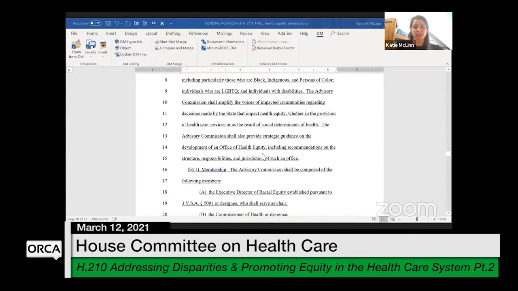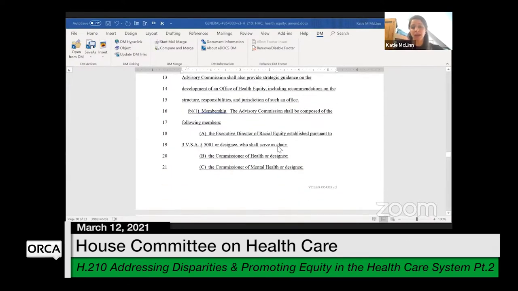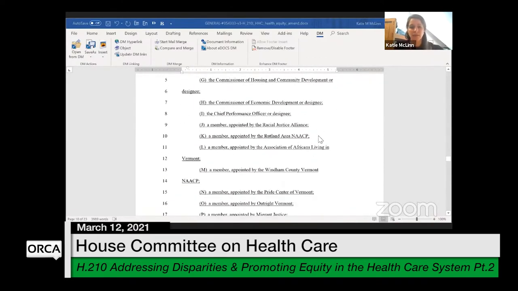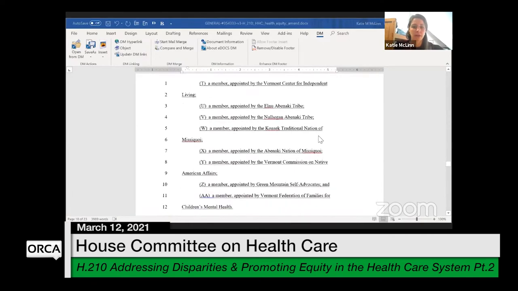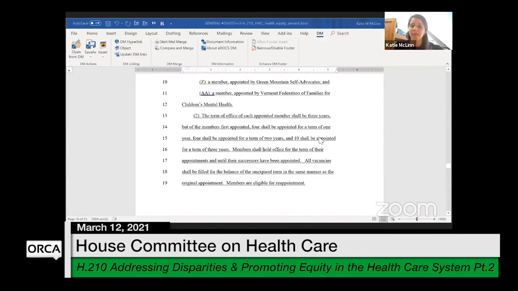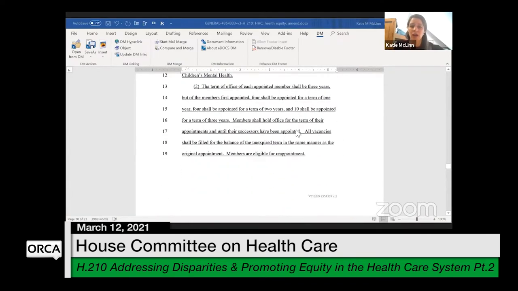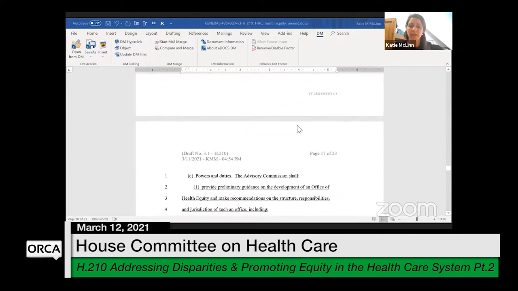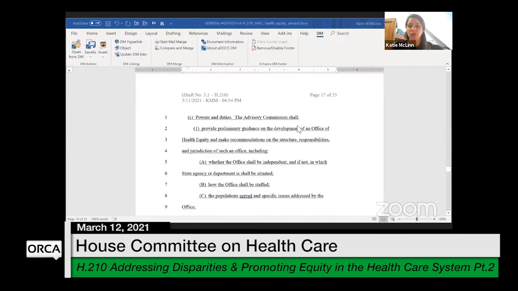The next subsection of the bill is the membership. And the thing worth noting here is that the Executive Director of Racial Equity is the chair. And I'll skip through the membership of the commission for the moment. We have language about appointments and how long members hold their seats on the commission. And then we get into language on powers and duties.